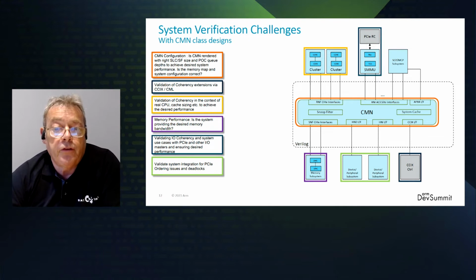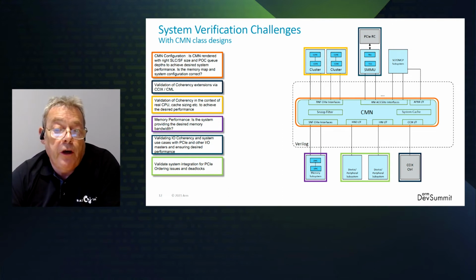So firstly, let's discuss some of the key challenges. Looking at the CMN IP itself, there is a need to validate that the component has been configured correctly. Are the point of coherency queue depths the right size? Is the snoop filter and system level cache correctly sized? Is the memory map as expected?